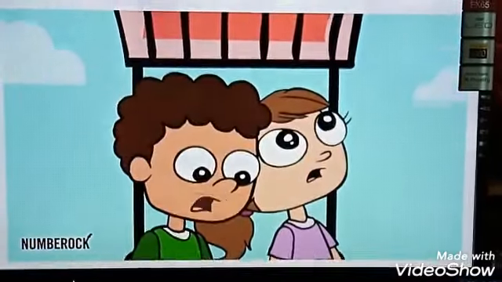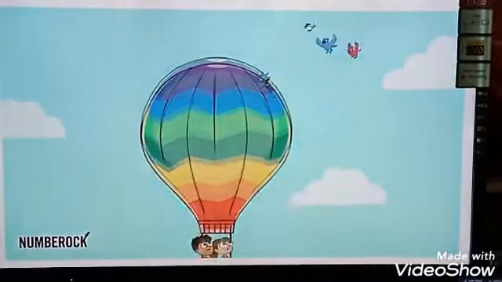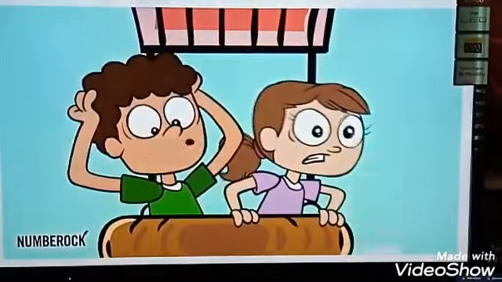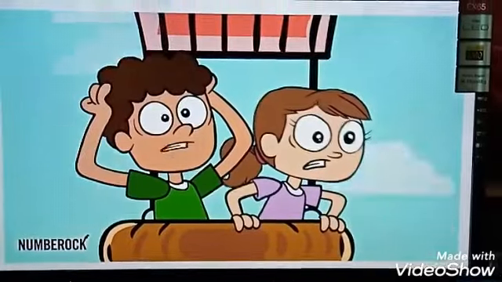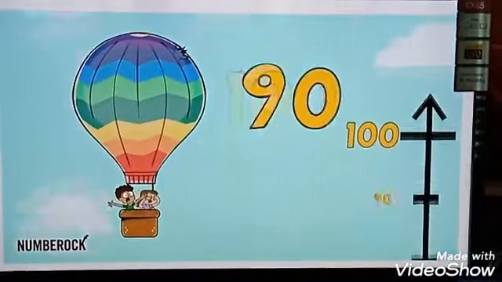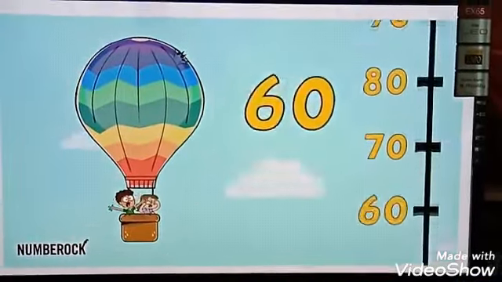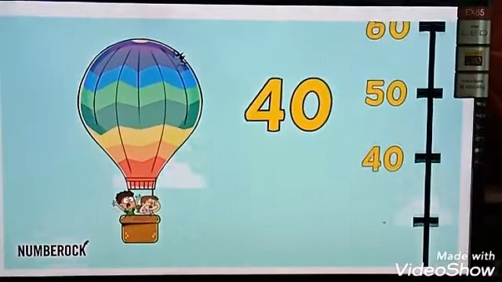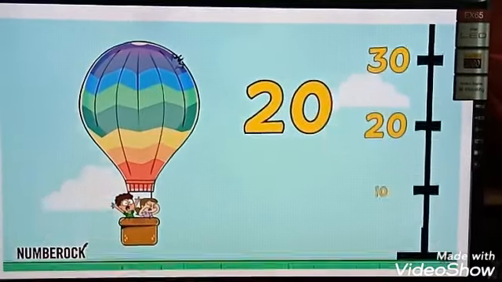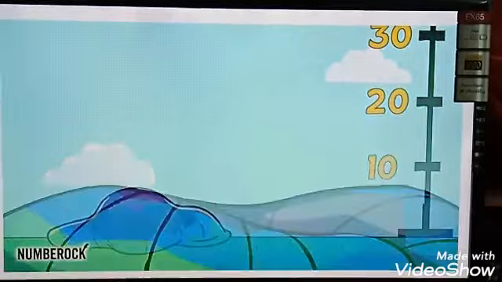We're in a hot air balloon and we're about to descend, counting how much lower we go in groups of 10. 100, 90, 80, 70, 60, 50, 40, 30, 20, and then 10.